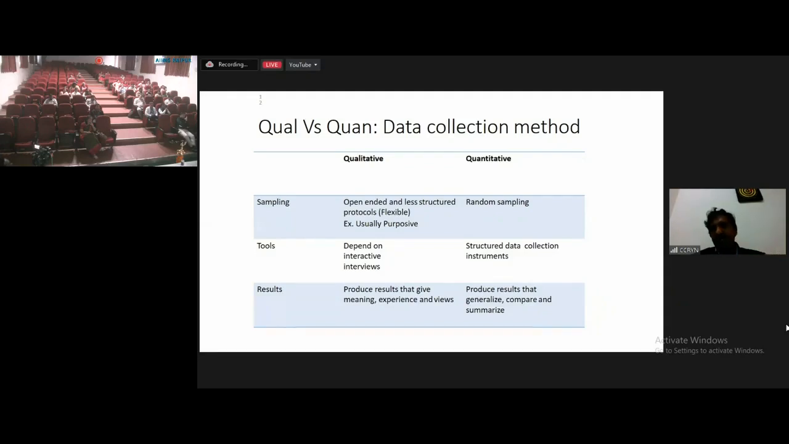So it depends on interactive interviews, depends on structured data collection, and results which give a lot of meaning and experience and views. This is very, very important. Qualitative data is more about giving you meaning, experience and views of the patient. And this qualitative data is much more important because it's known to improve the quality of care in a particular healthcare setting. So if you want to really improve quality of care, you won't go with RCT trials or anything of the sort. You go with qualitative data.